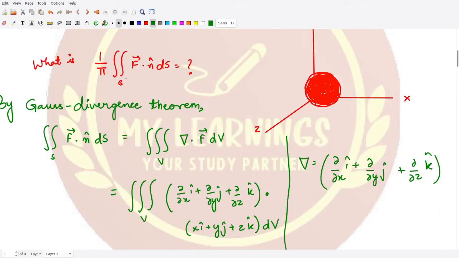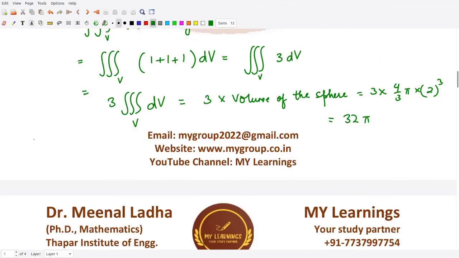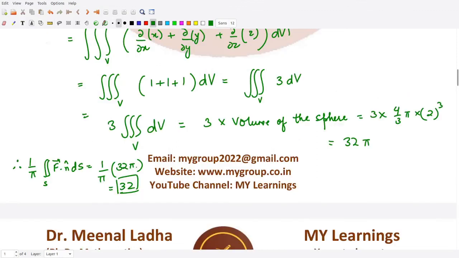But what we wanted to calculate was 1 by pi of this quantity. So your final answer: 1 by pi of the double integral over S of f vector dot n vector dS is equal to 1 by pi of whatever we have calculated, 32 pi, which is equal to 32. So finally 32 is your final answer.